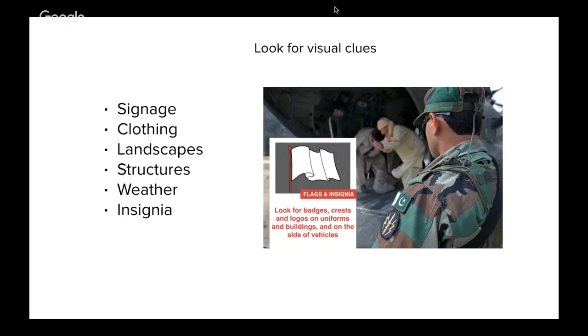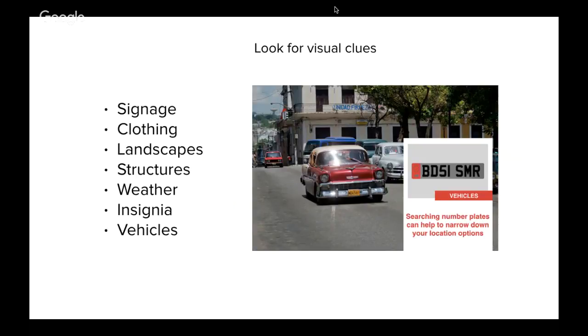What about insignia? Obviously we've had signs on shops, but also flags and signs on people's clothing. We can see this military personnel here has some insignia on their uniform. That looks to me like the flag for Pakistan. These things are clues which can help us to identify where it might be. Where else do we have? Vehicles. The types of vehicle, and especially the number plates, can help us to narrow down locations as well.